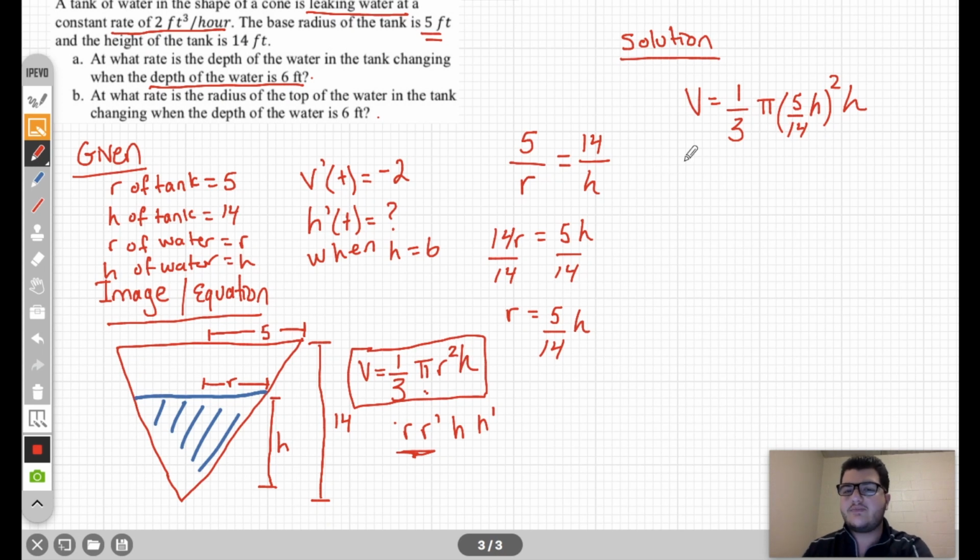Now if I take the derivative, well, let me clean this up a little bit first. We have volume is equal to 1/3 pi. This simplifies to 25 over 588. So the 5 times the 1 with the 14 times the 3 squared is going to simplify to, if I rewrite this, 5 squared over 14 squared times this 1/3 will simplify to 25 over 588 pi h cubed.